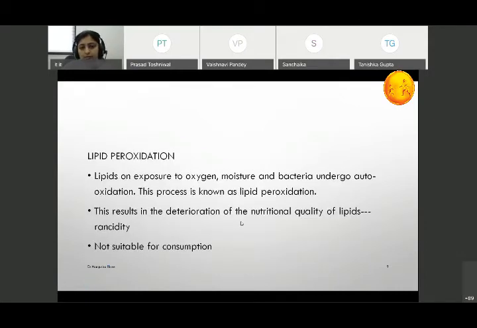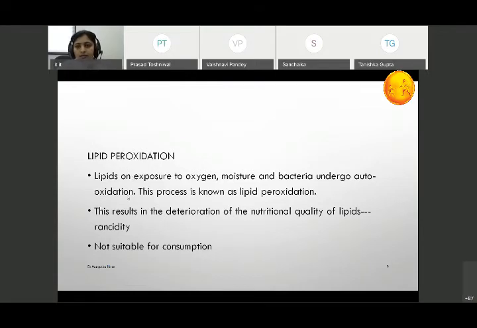We have completed respiratory burst. It is a short note. Now I'll move on to the next short note, or next source and generation of reactive oxygen species, that is lipid peroxidation. Lipids on exposure to oxygen, moisture and bacteria undergo autooxidation. This process is known as lipid peroxidation.